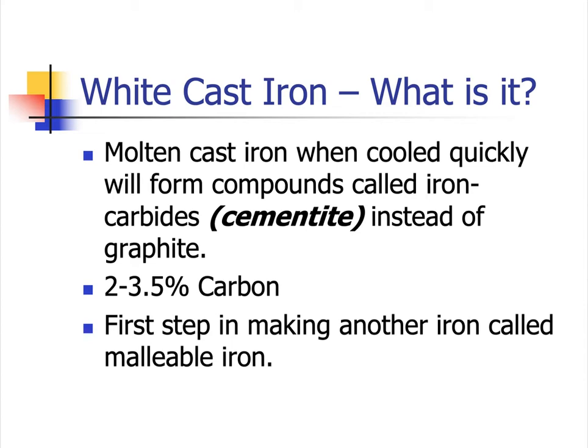Usually you use thin sections on your cast iron. So 2 to 3.5% carbon typically, whereas regular gray cast iron might be more like 3.5 or maybe a little bit more. And we sometimes use white cast iron in the first step of making other types of iron as well. I'm actually doing a project right now with a company that makes castings for wear-resistant applications.